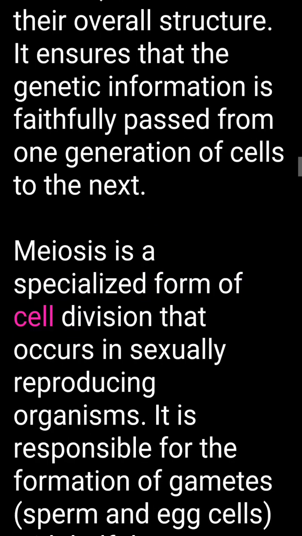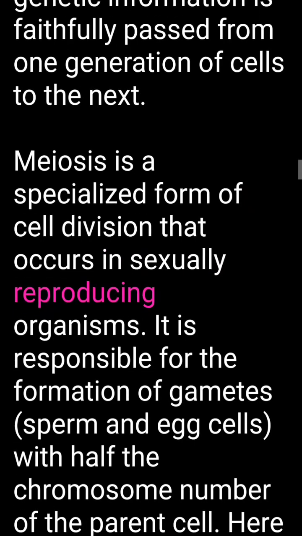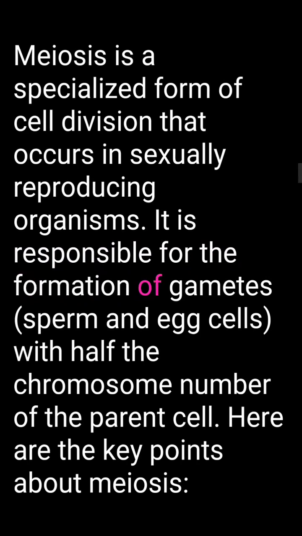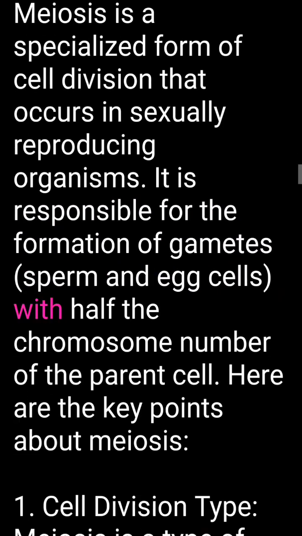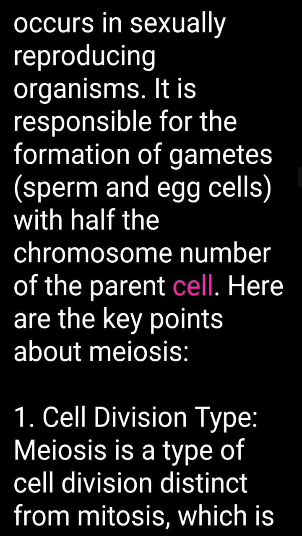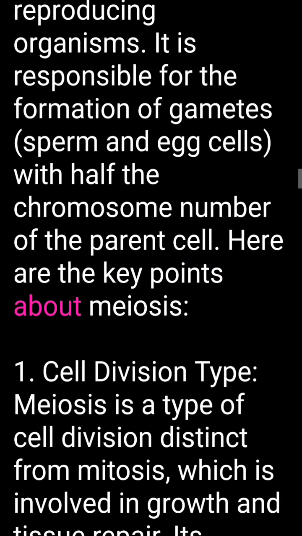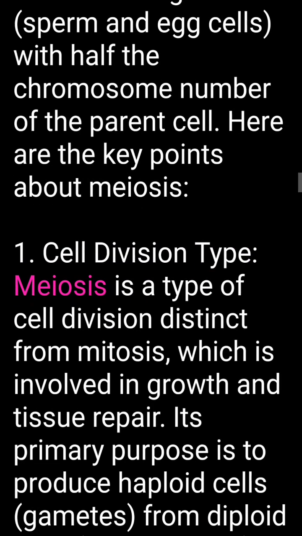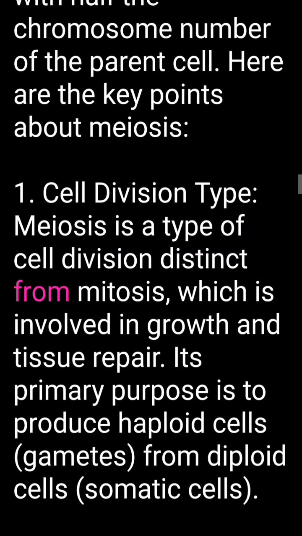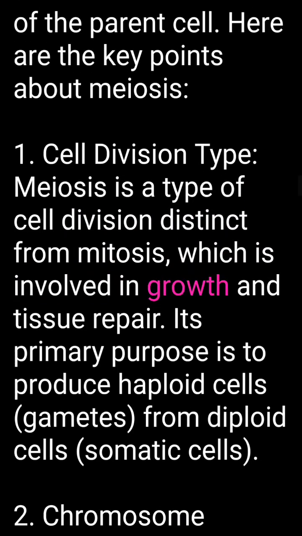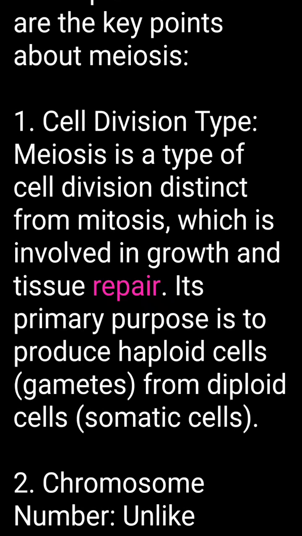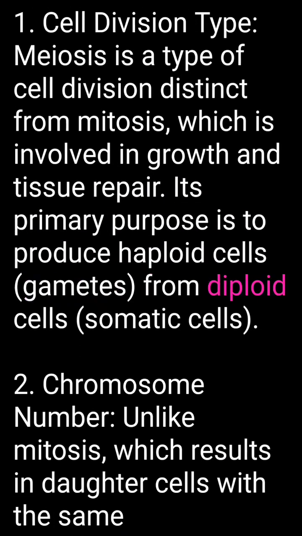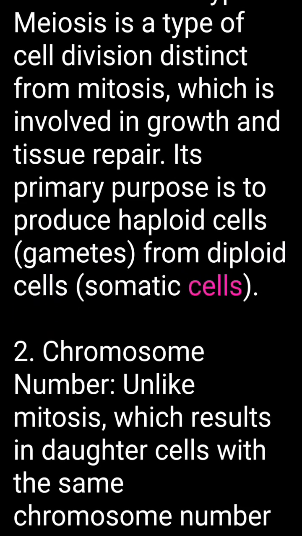Meiosis is a specialized form of cell division that occurs in sexually reproducing organisms. It is responsible for the formation of gametes, sperm and egg cells, with half the chromosome number of the parent cell. Here are the key points about meiosis. 1. Cell division type. Meiosis is a type of cell division distinct from mitosis, which is involved in growth and tissue repair. Its primary purpose is to produce haploid cells, gametes, from diploid cells, somatic cells.